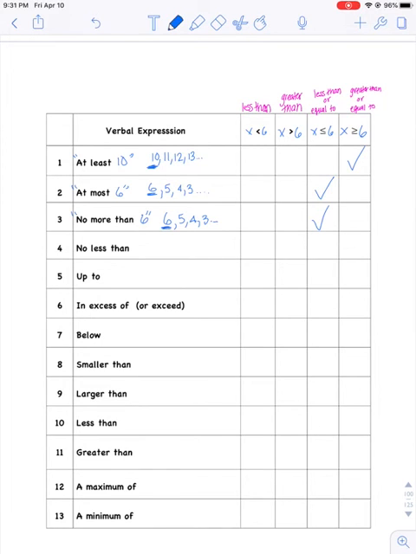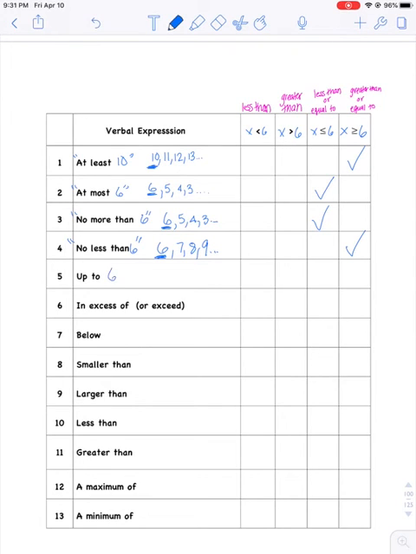mean the same thing. How about no less than? So no less than 6. That means it could be 6, but it's not allowed to be less than 6. So 6 works. But if it's not allowed to be less than 6, then it has to be the numbers that are bigger than 6. So like 7, 8, and 9. So greater than or equal to.